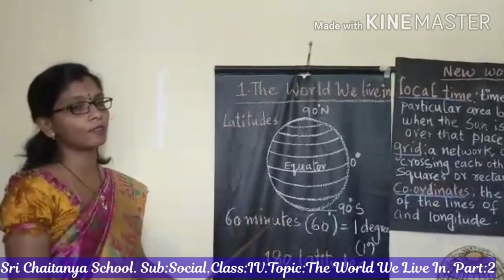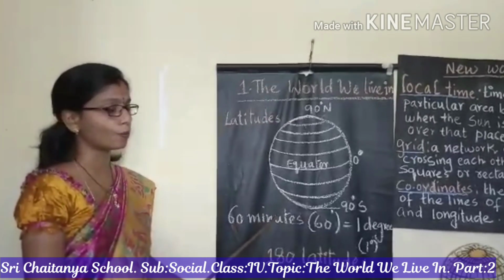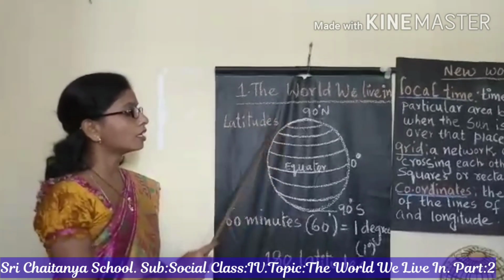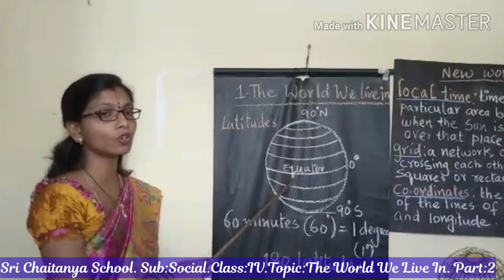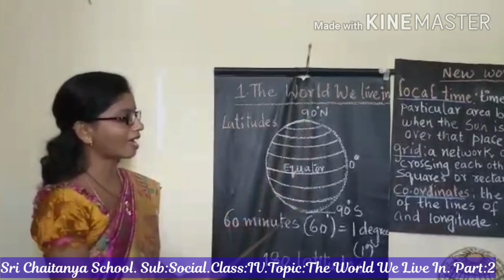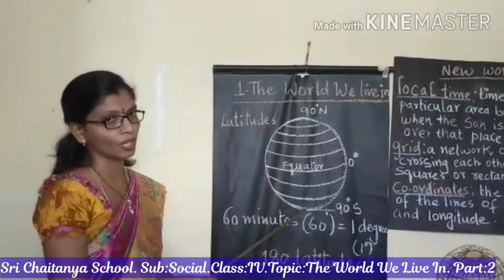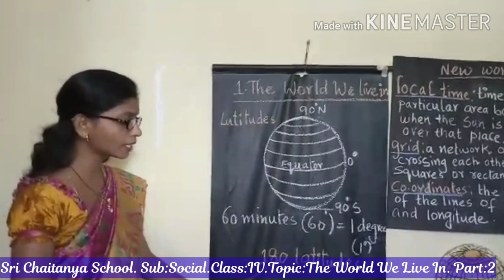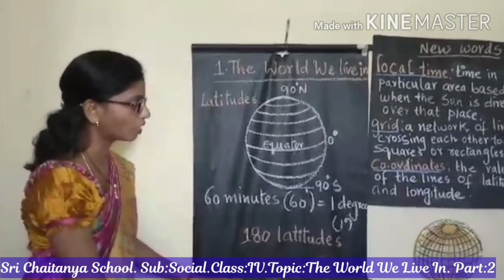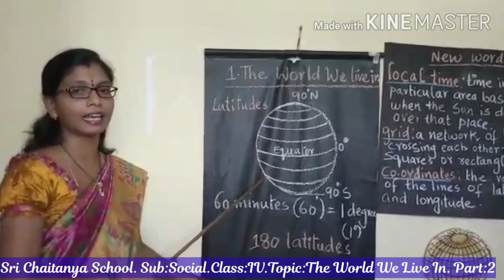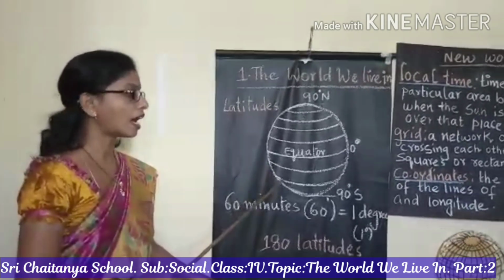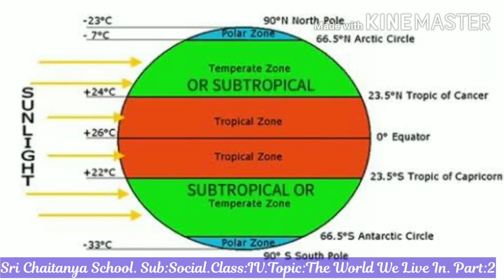And these lines of latitudes help us to mark the distance north and south from the equator, and there are 180 latitudes in all. These latitudes are also known as parallels, the lines of parallels. And here today we will be learning the important lines of latitudes other than the poles and the equator.